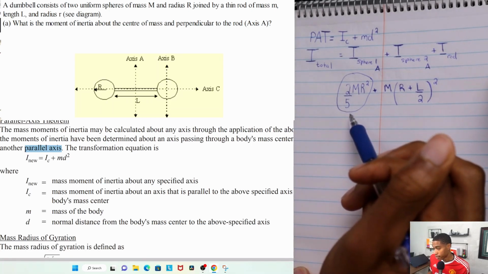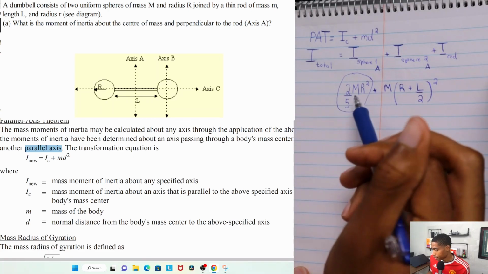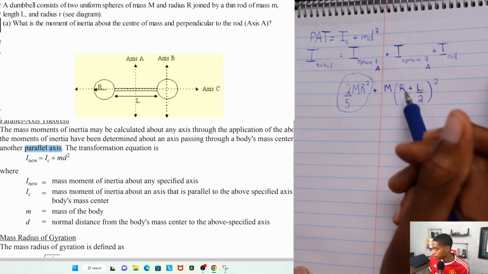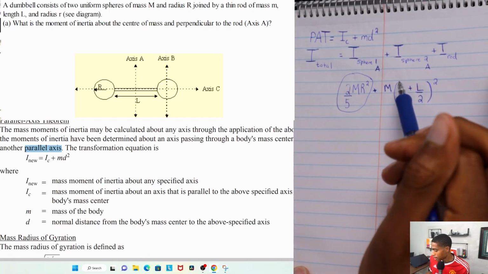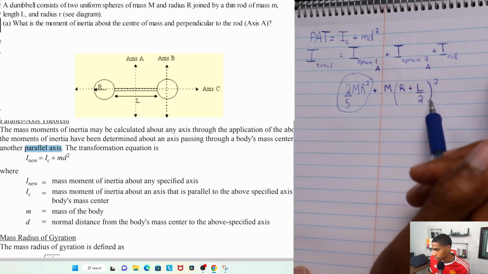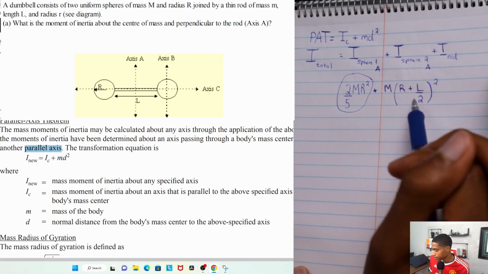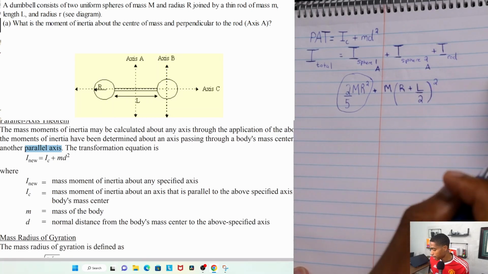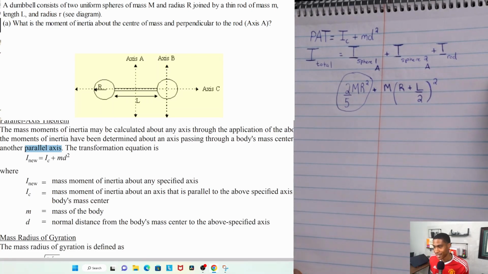Just basically the moment of inertia about my sphere and its center, plus m, same m, times my d, which is r plus L over 2 in parentheses, and then I square that. So this is d squared. Okay, hopefully that makes sense. So that alone is our inertia about the A-axis for our first sphere.